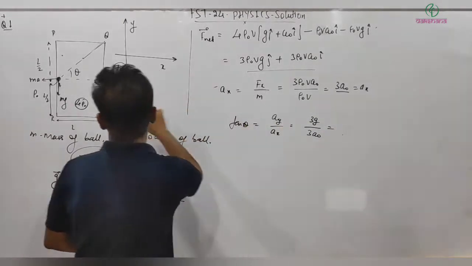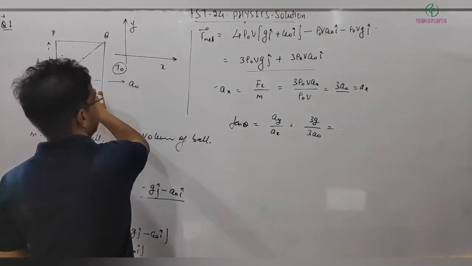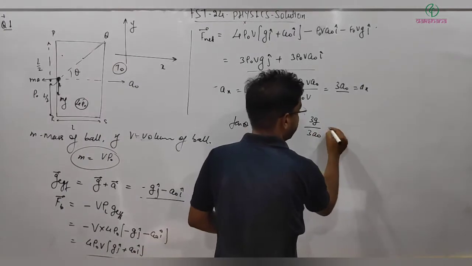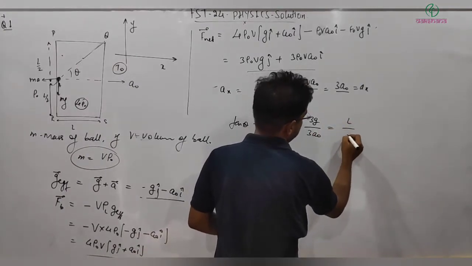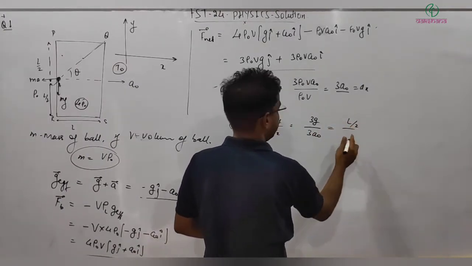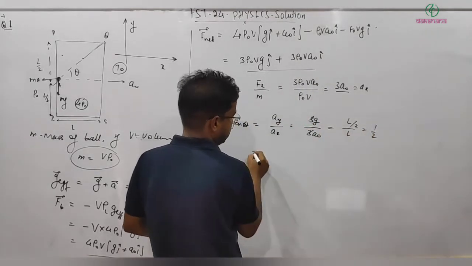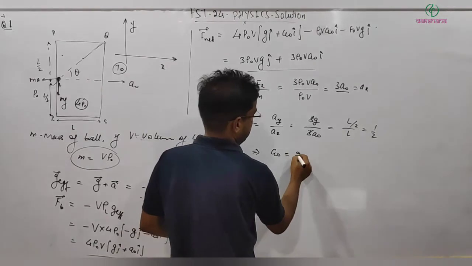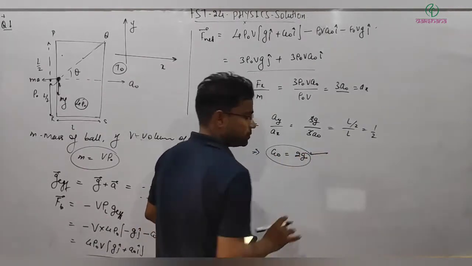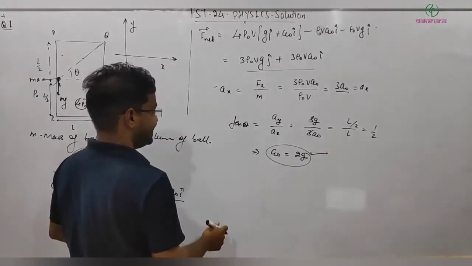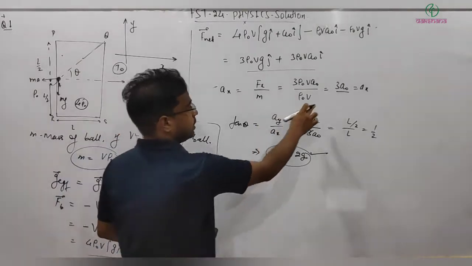This should be equal to: AY is L by 2 and AX is L, like displacement. So this is L by 2 in the y direction divided by L, which comes out to be 1 by 2, and this implies A naught should be equal to 2g. So we got the value of A naught, and acceleration we already have.